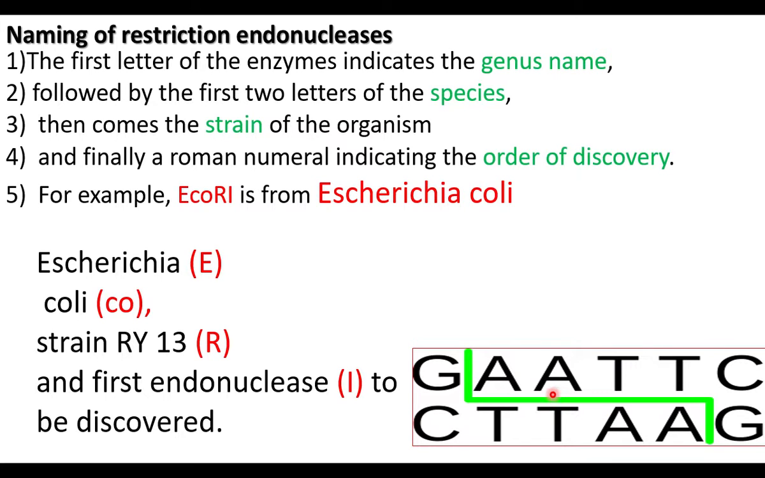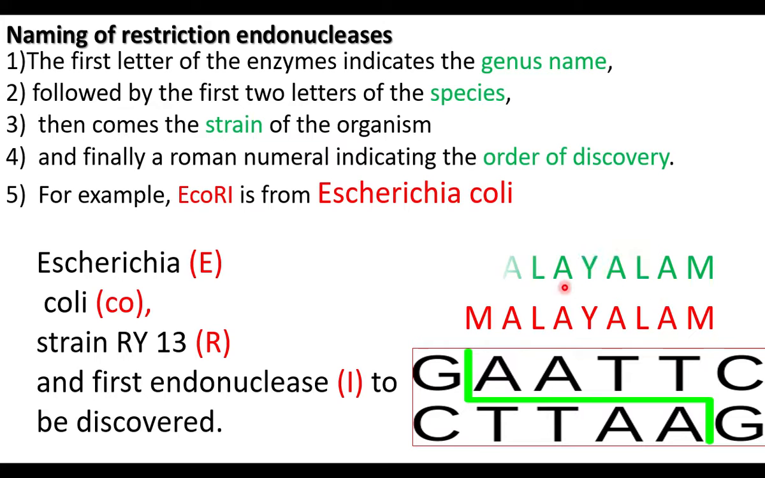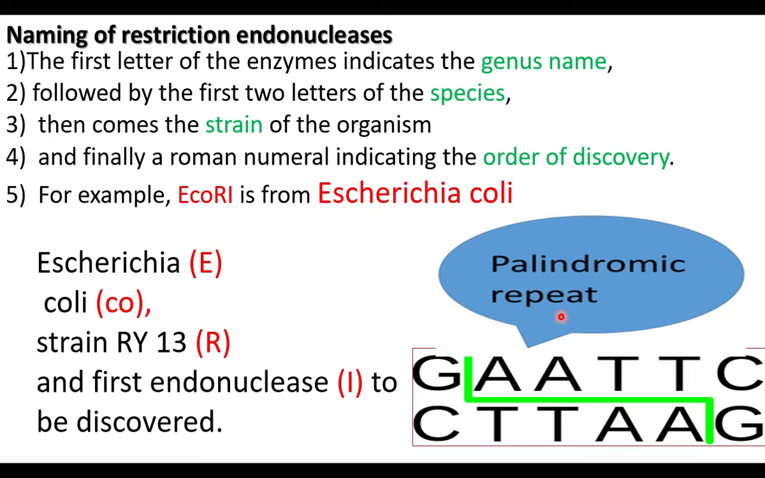Example, Malayalam: MALAYALAM. If you read from the opposite side, it is also MALAYALAM. This type of sequence found in DNA is called palindromic repeats or palindrome sequences. These sequences are recognized by a particular restriction enzyme.